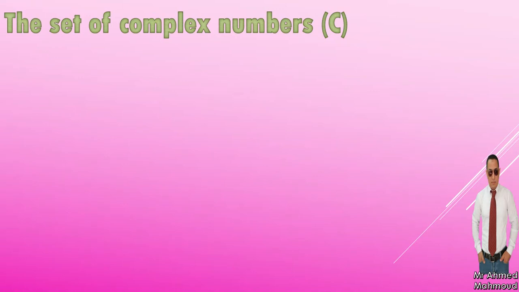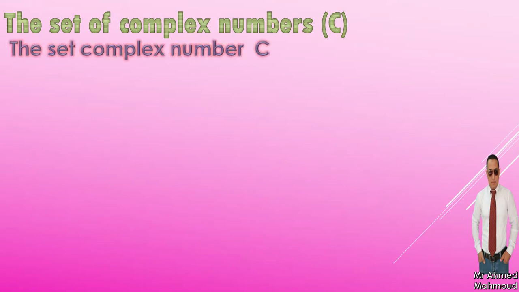Okay, complex numbers are numbers that include two types of numbers, the real numbers and the imaginary numbers. So we call it complex because it contains two different types of numbers. Okay, the complex numbers are denoted by C equals the real numbers union the imaginary numbers. All the real numbers plus all the imaginary numbers in one set called C. This is the complex numbers.